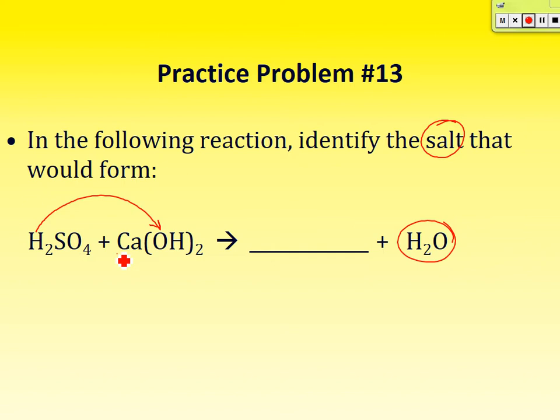Now, the calcium doesn't have a partner, and neither does this SO4, the sulfate ion. So the calcium is going to come over and be in front, so my salt is going to be calcium sulfate. How many of you guys got it right?